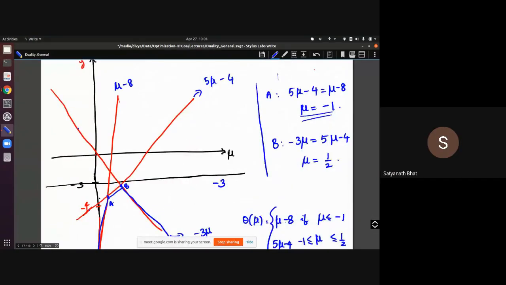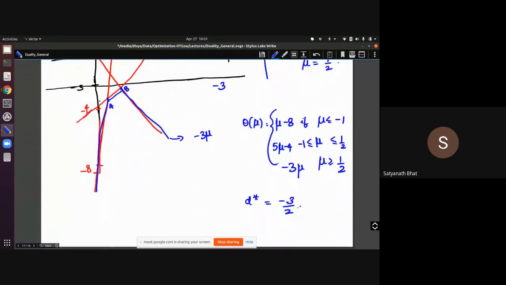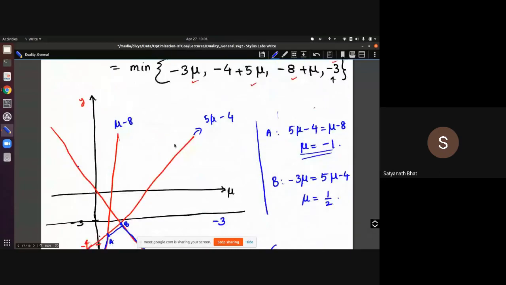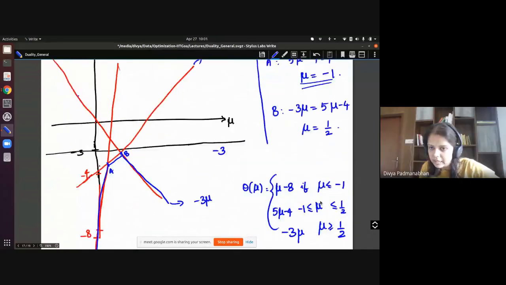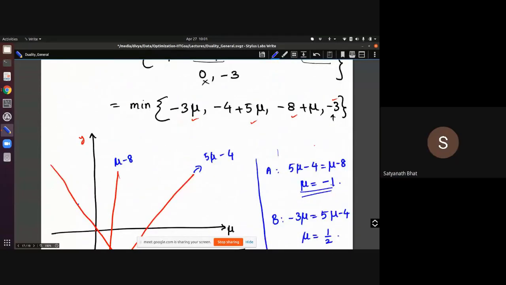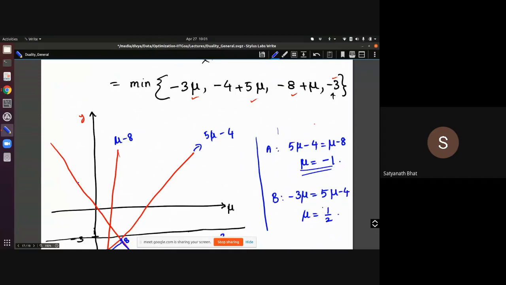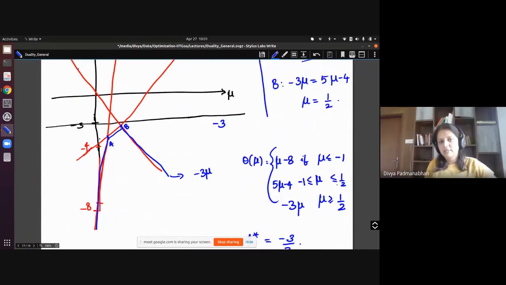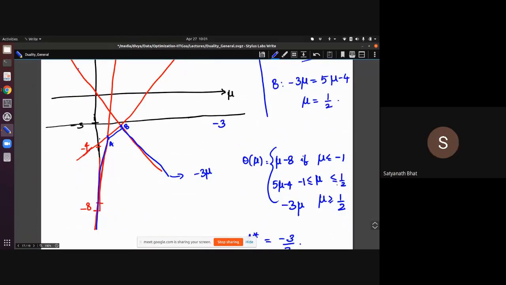So it should have been lower, right? Something went wrong. I think it is not minus 3 by 2, because minus 3 by 2 is bigger. Right. I think there is a mistake here in the calculation, but by the theory we know that D star always has to be less than P star.